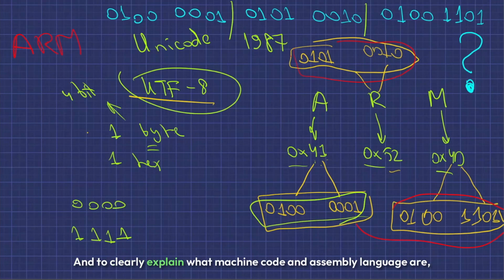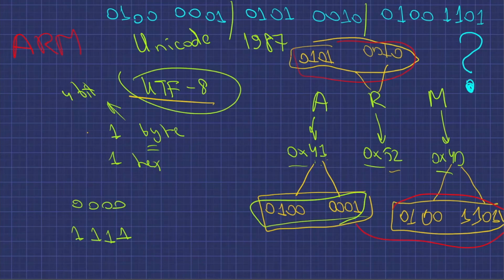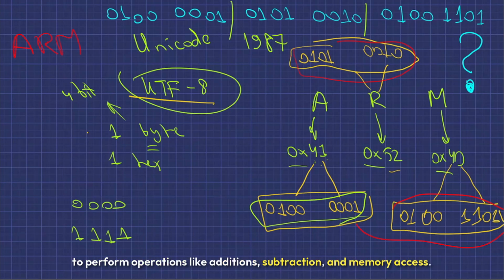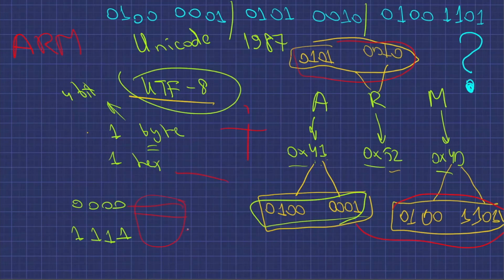And to clearly explain what machine code and assembly language are, how they relate to processor architecture, and how programmers and hardware designers use binary instruction encoding to perform operations like addition, subtraction, and memory access. Now, this will be done in a way that is engaging, hands-on, and suitable for learning.